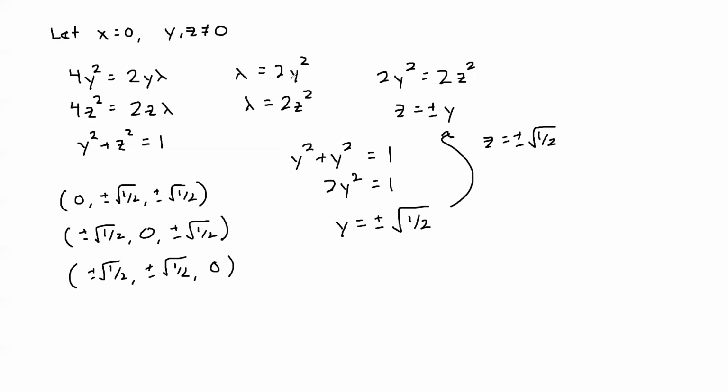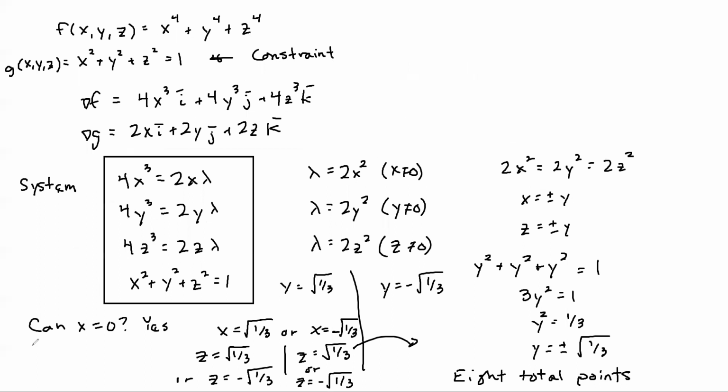Now here's the thing. In this problem, we said that y and z could not be 0, and the consequence was that we got these solutions. What if 2 of the 3 are 0? So yes, we do have to consider that case.